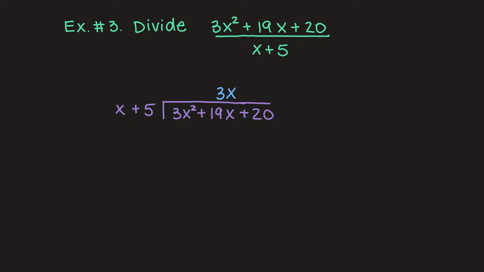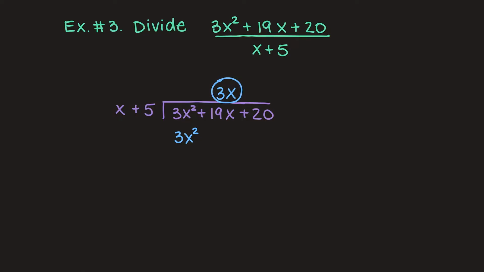Now the next step will be to multiply 3x with the entire divisor, x plus 5. So 3x times x is 3x squared, and we line this up under the corresponding degree. Then we multiply 3x times 5, which is 15x, and also line that up with the corresponding degree.